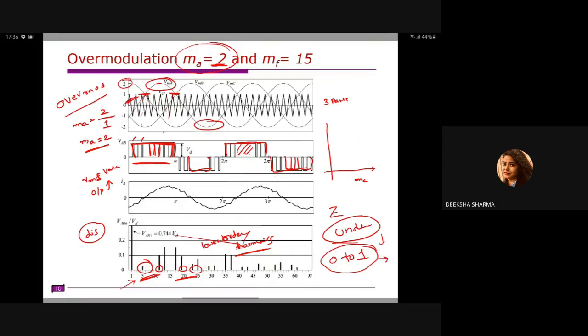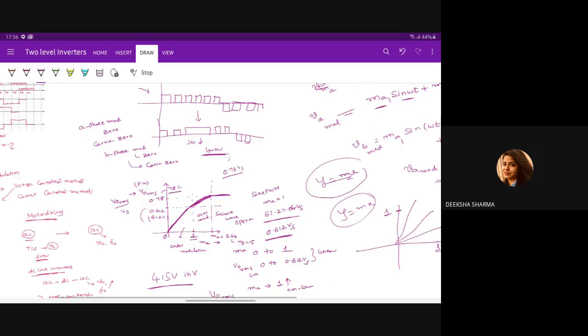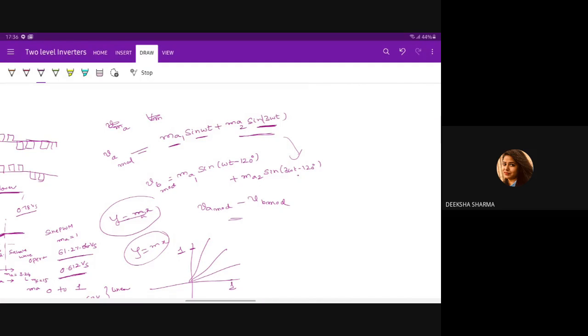See here, we discussed it. Here this is the A phase modulating signal, and this is the B phase modulating signal. When you do A phase minus B phase, you actually get the line voltage. So in the line voltage, this harmonic will not appear. It will only appear in the phase voltages. Anyway, we are not interested in that, and it will circulate in phase voltages only. Okay, sir.